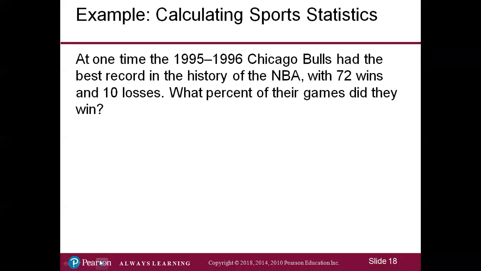Calculating sports statistics. At one time, the 1995 through 1996 Chicago Bulls had the best record in the history of the NBA, with 72 wins and 10 losses. What percent of their games did they win?